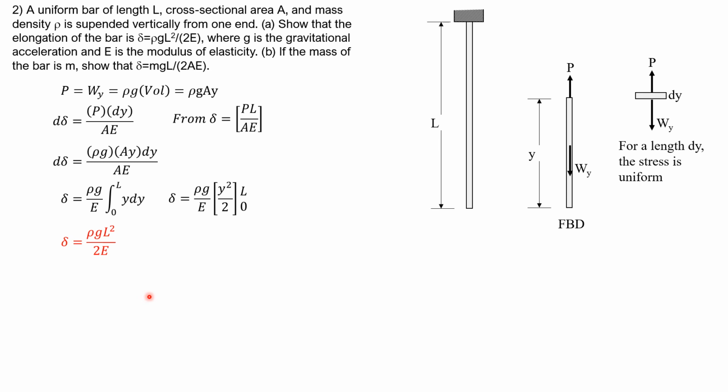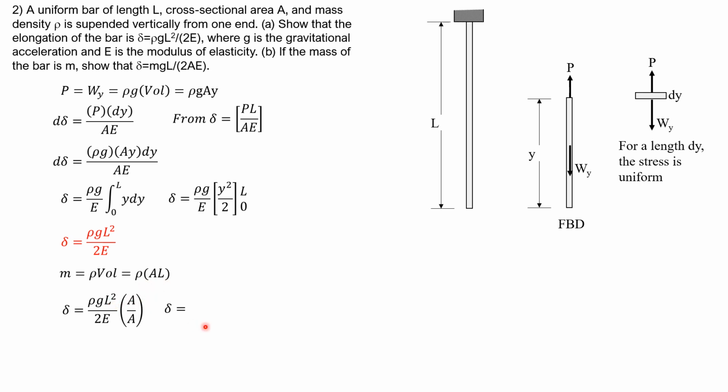Then for part B, if the mass of the bar is m, show that the deflection is mgL over 2AE. So if we multiply this formula here by A over A, which is 1, because mass is density times volume, so it is density times the volume of the entire wire. Suspended wire is cross-sectional area times length, and there's no area in this formula. So if we multiply the numerator and the denominator by A, then we can write rho AL here.